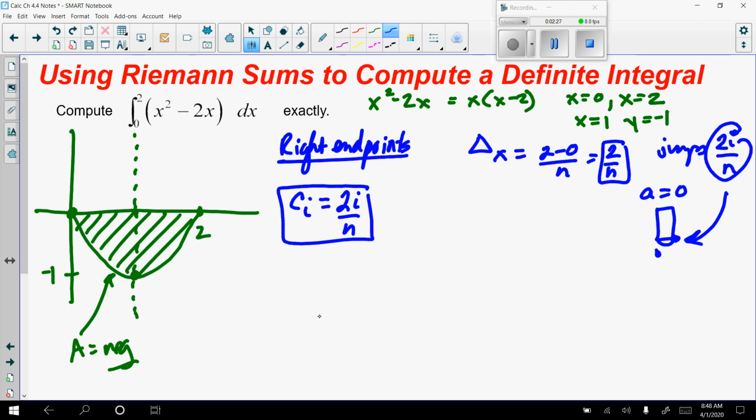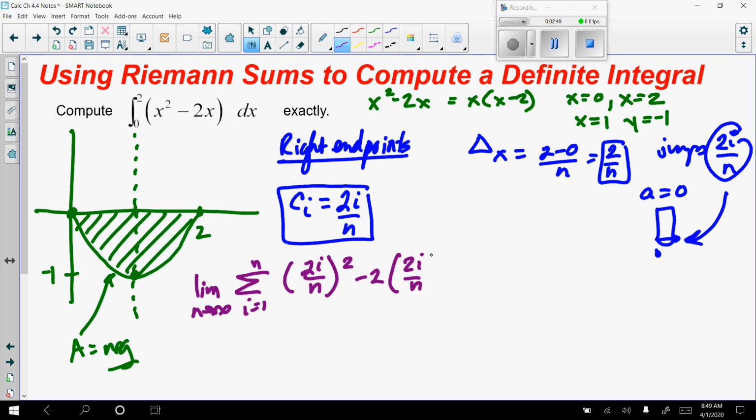So setting up my limit, I've got the limit as n approaches infinity of the sum from i equals 1 to n of my function, 2i over n squared minus 2 times 2i over n, all of that times my delta x. This is what I get. So I'm just going to work through this.